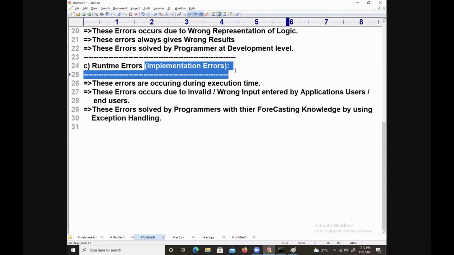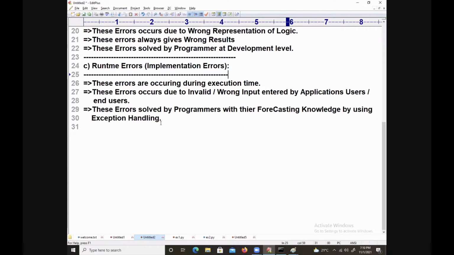So implementation errors, when the project is installed, that time implementation errors are coming. I will write implementation in brackets. These implementation errors are addressed by the programmers with their forecasting knowledge. So I write: implementation errors are addressed by what? Exception handling. I hope you are understanding what I am trying to say.